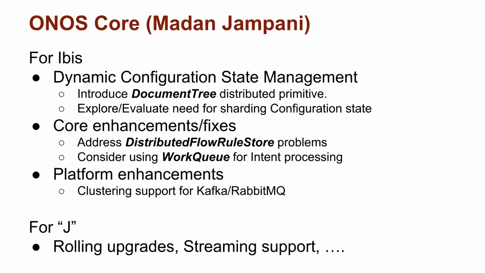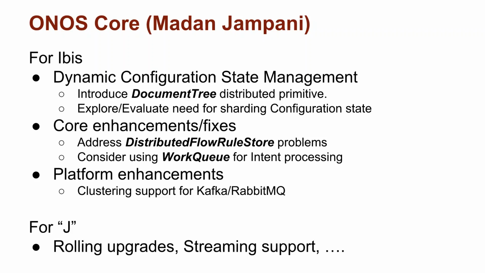Secondly, the current distributed flow store, even though it works, there are a bunch of things that I know are actually not ideal. Especially there are some failure scenarios where, depending on the order in which some nodes go down or things get restarted, we can lose flow state, and this is something that we need to fix. I have some ideas on how we can do that. I feel this is something that we should handle as part of Ibis.